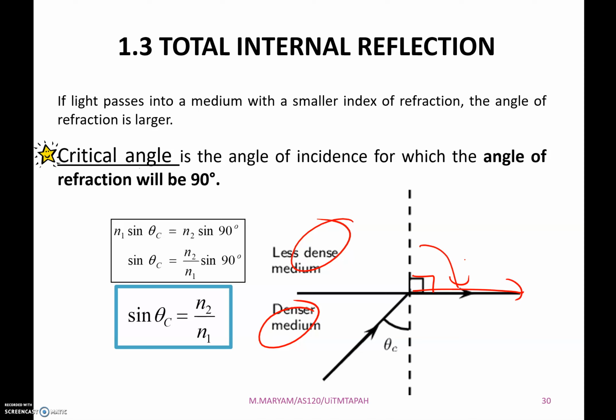But it isn't always the case. It depends on the types of material and also the incident angle. The incident angle is called the critical angle. So basically, I'm going to simplify this. A critical angle is the incident angle which causes the refracted angle to be 90 degrees. Or you can calculate it using sin theta c equals n2 over n1.